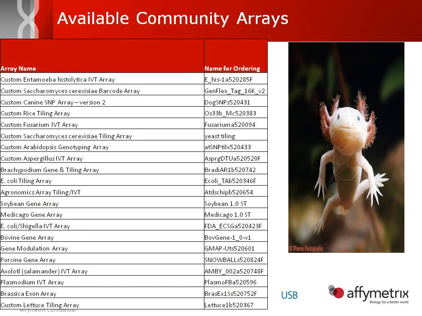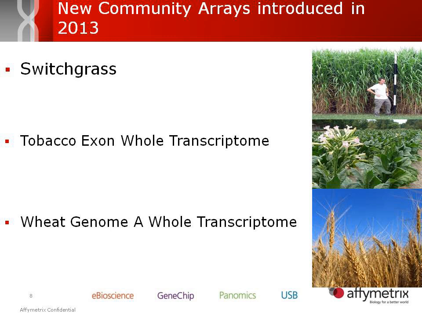In working with the community, we have also made a great number of AgBio arrays available, including arrays for Fusarium, Aspergillus, Brachypodium, Brassica, lettuce, many others. Our newest contributions to this catalog include switchgrass, a tobacco exon whole transcriptome array, and finally a wheat genome array we made available just a few months ago. Again, all of them taking advantage of that whole transcriptome design strategy.